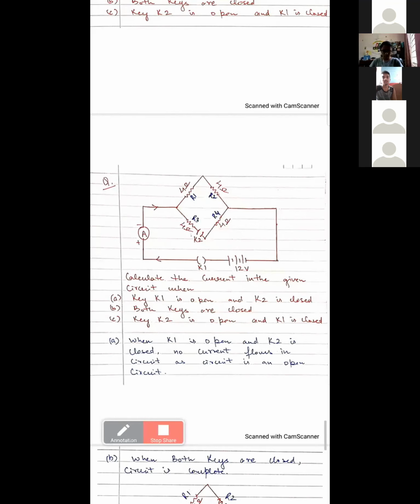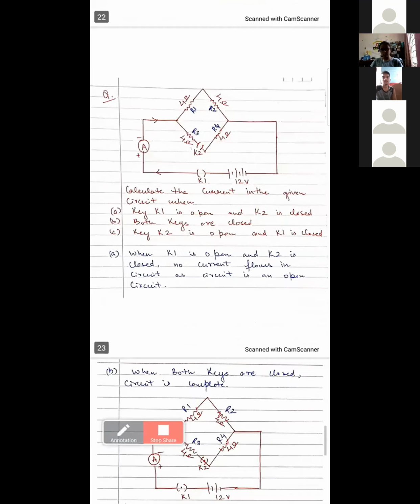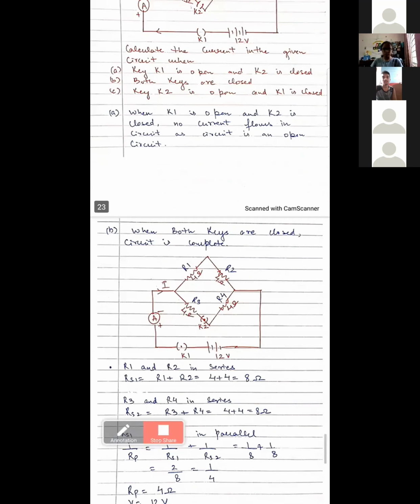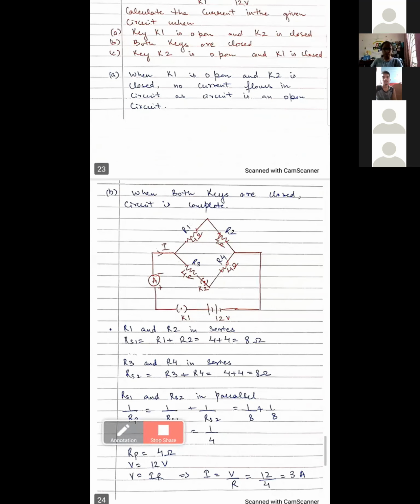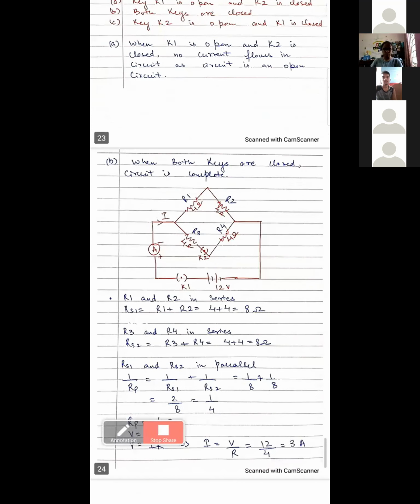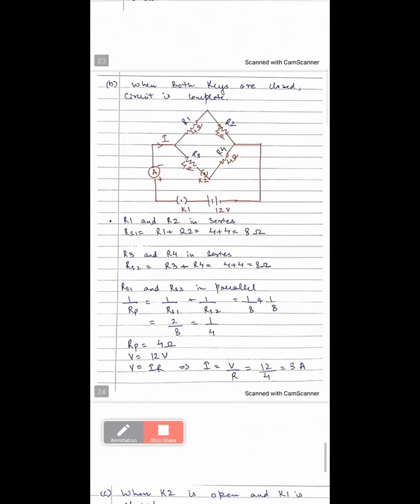Okay. Now the second case. Both keys are closed. Current is 3 amperes. And the third case, 8 ampere. In the third case, R3, R4 in series comes out to be 8 and both are in parallel, so the equivalent resistance comes out to be 4 ohms. The last case is, when K2 is open, the answer is 3 amperes.